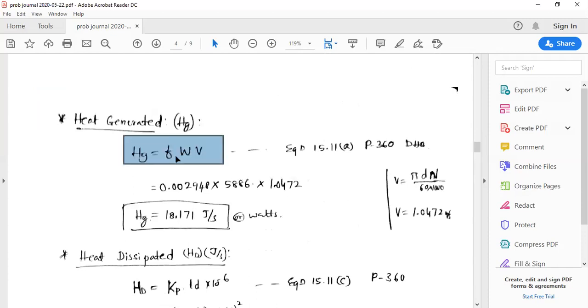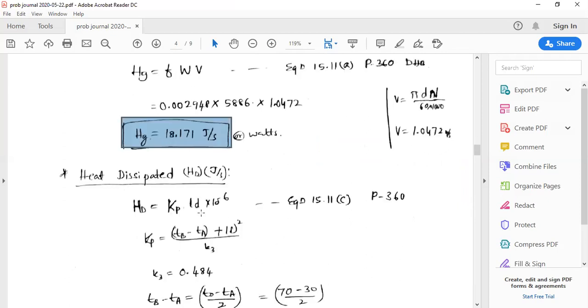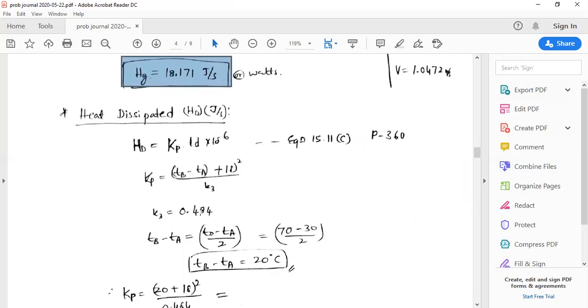And now we have to calculate the heat generated value. Heat generated is given by F into W into V. So F is 0.002948 and W is 5886 and V is πdn by 60 into 1000, that is 1.0472 meter per second. So that heat generated is 18.171 joules per second. And next we have to go for the calculation of heat dissipated.